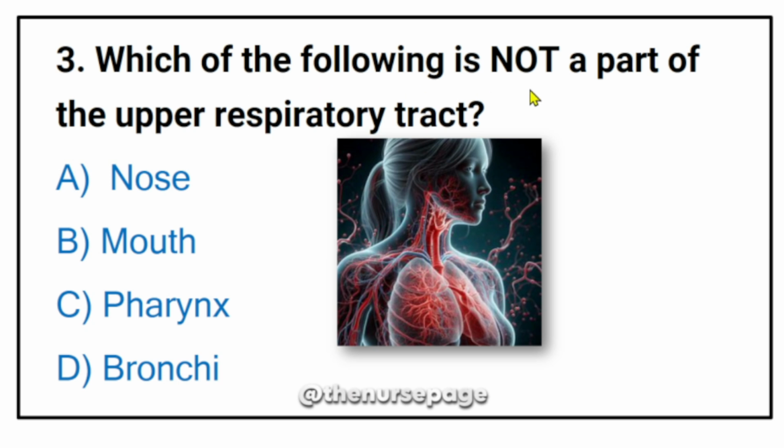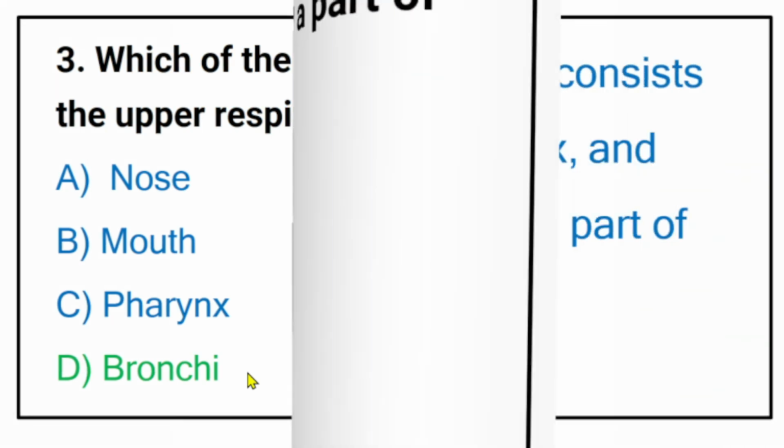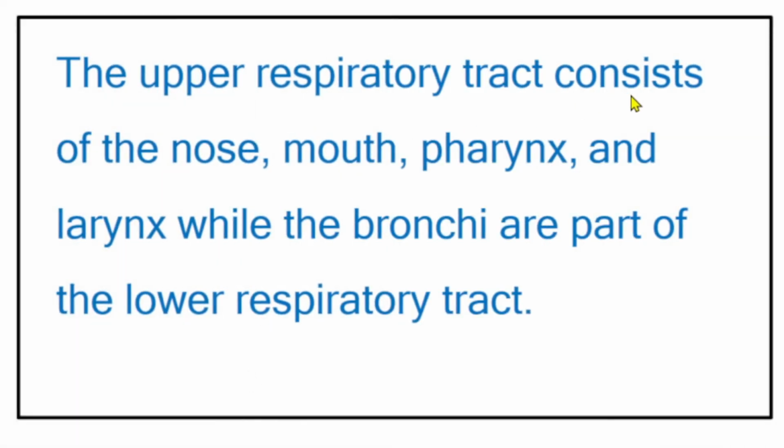Third question. Which of the following is not a part of the upper respiratory tract? Nose, mouth, pharynx, bronchi. The correct answer is bronchi. Bronchi is not a part of the upper respiratory tract. The upper respiratory tract consists of the nose, mouth, pharynx and larynx, while the bronchi are part of the lower respiratory tract.